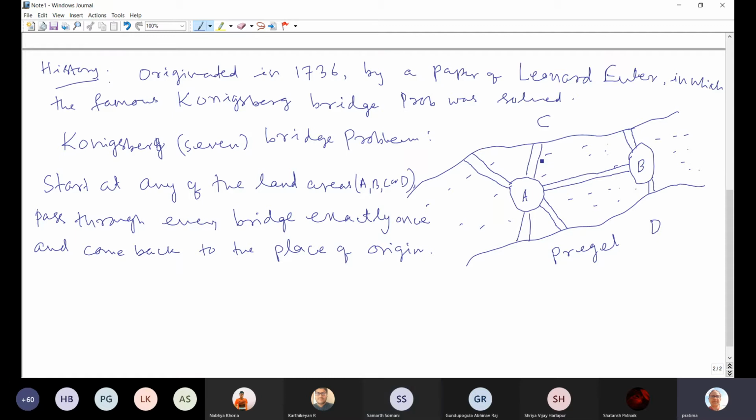Euler settled this problem negatively, and the graph theoretical argument he used led to the origin of this subject, graph theory. We shall learn more about this class of graphs. They are called Eulerian graphs. From this paper of Euler, a class of graphs was produced, and those graphs are called Euler graphs.